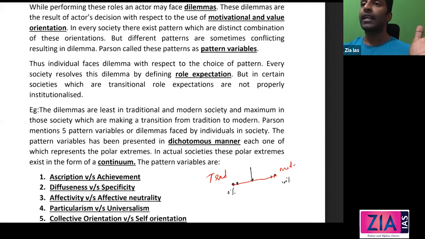So there are no societies which are completely modern. Even if you take the US, it may come here. There are no societies which are completely traditional. It may come close to that. Tribal society also. There are some societies which are making the transition, societies like India, which will either be maybe here or maybe here, maybe 60% modern, close to modern. Some societies are 40% modern, that means close to traditional. You got me? So this is what you mean by continuum.